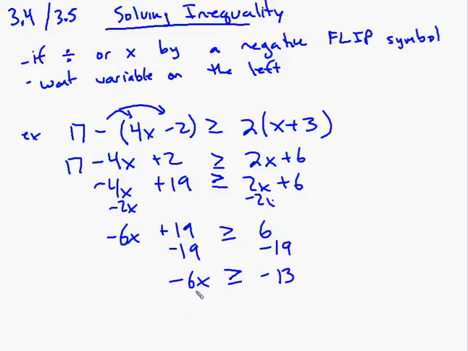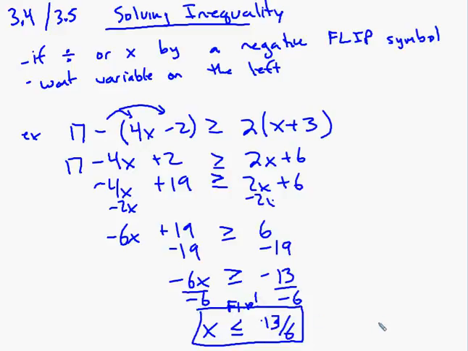And now what? Divide by negative 6, not the x. So I divided by a negative. I flip my symbol. And a negative divided by a negative is positive, so I get 13/6. And that's fine. That's just over 2.